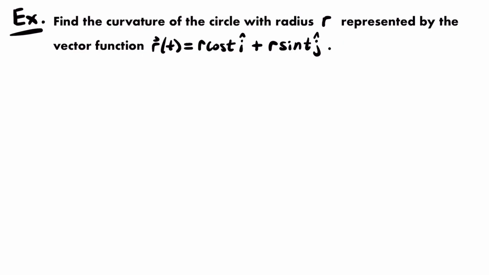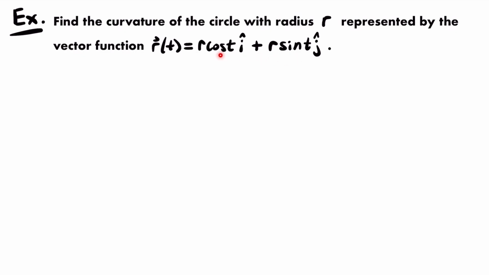For our first example, we want to find the curvature of the circle with radius r represented by the vector function r of t is equal to r times cosine t times i plus r times sine t times j. Okay, so we have a simple two-dimensional vector function here. We just have an x and y component, and even though we're told that it represents a circle, hopefully by this point you do recognize that that would represent a circle.